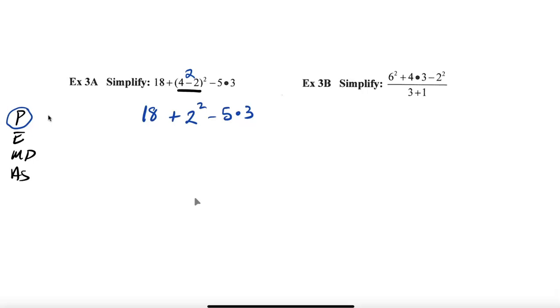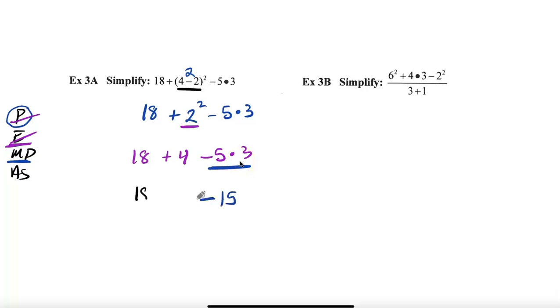Okay, next we want to do exponents. So 2 squared is 4. So it's going to be 18 plus 4 minus 5 times 3. That's done. Next we want to multiply or divide. Well, multiply divide is right here. So we're going to multiply these two, and that negative is in front of the 5, right in the middle. It counts right there. So negative 5 times 3 is negative 15.